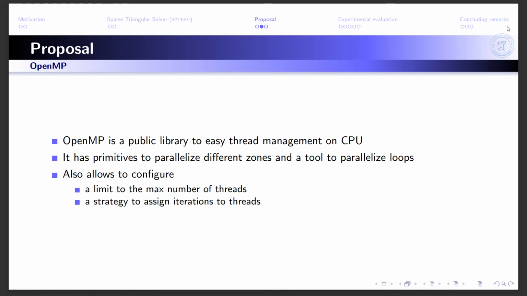OpenMP is a public library to manage threads in CPUs. It has primitives to parallelize loops, for example, parallel for, and allows to configure the maximum number of threads that it will create and a strategy to assign these threads.